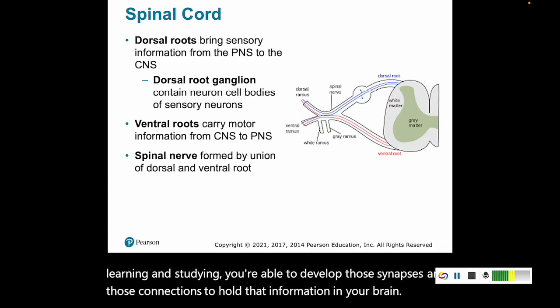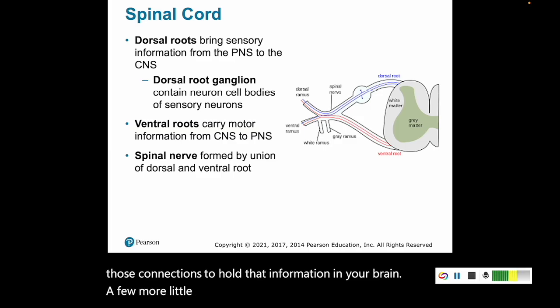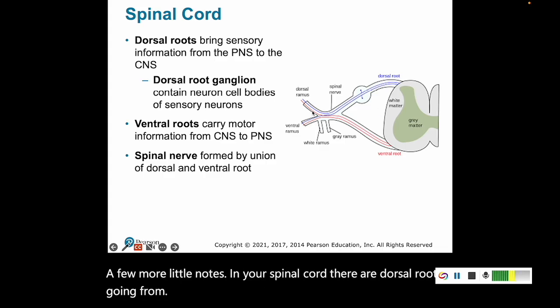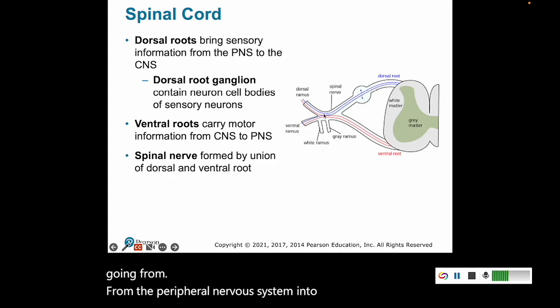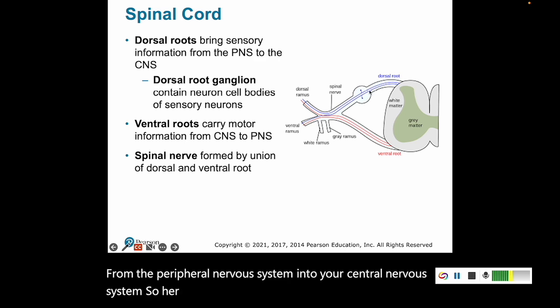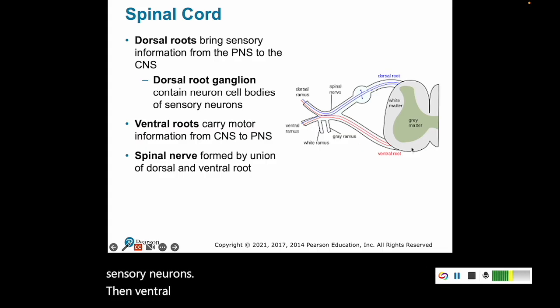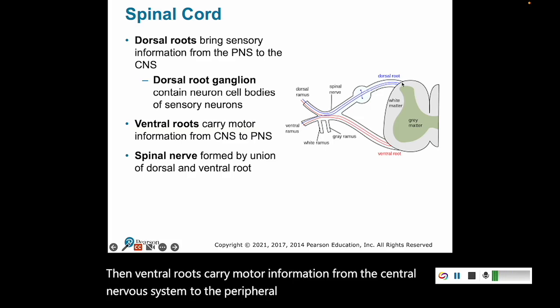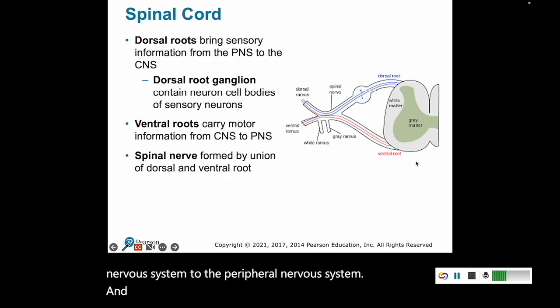A few more little notes. In your spinal cord, there are dorsal roots going from the peripheral nervous system into your central nervous system. So a dorsal root ganglion will have neural cell bodies of sensory neurons. Then ventral roots carry motor information from the central nervous system to the peripheral nervous system. And your spinal nerve is formed by union of the dorsal root and the ventral root.